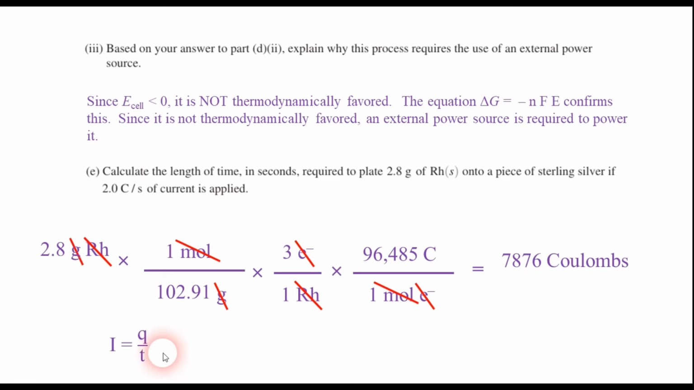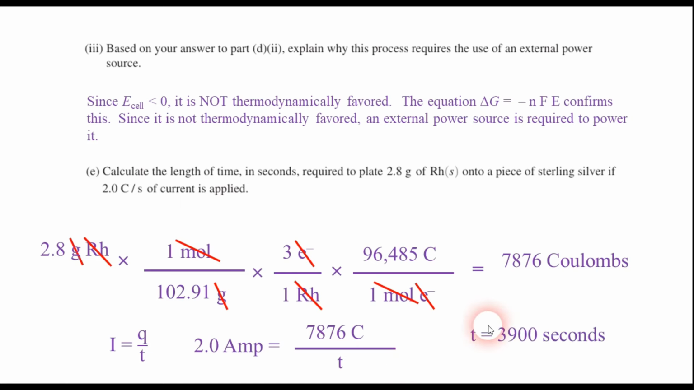I'm going to round at the end here in this case. Now I can plug into the equation current equals coulombs of charge divided by time in seconds. The current is 2 amps. I know it says 2 coulombs per second. That's the same thing as an amp. That's how we usually write it. The charge is 7,876 coulombs. And the time is what we're solving for. So using simple algebra, we find that the time is about 3,900 seconds.